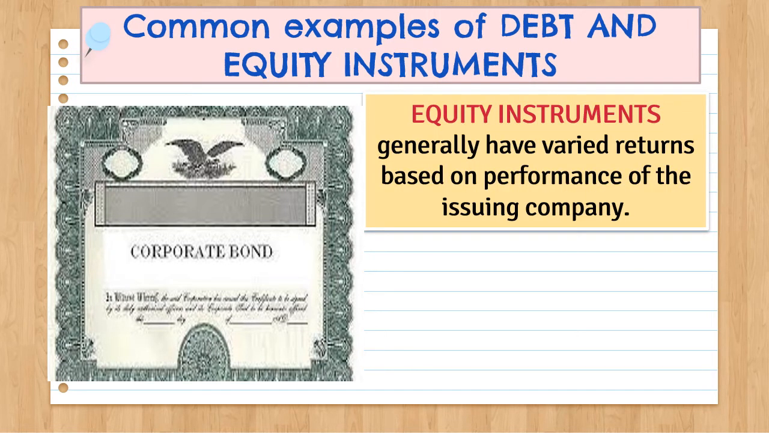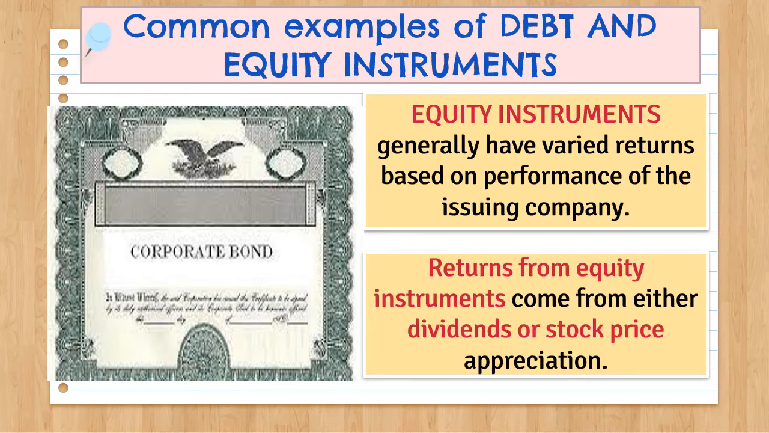Equity instruments generally have varied returns based on the performance of the issuing company. Returns from equity instruments come from either dividends or stock price appreciation.